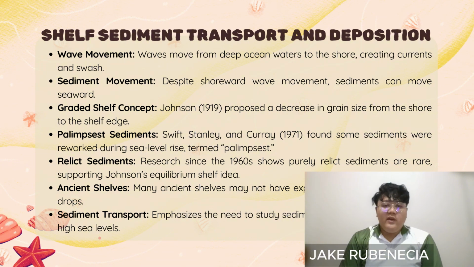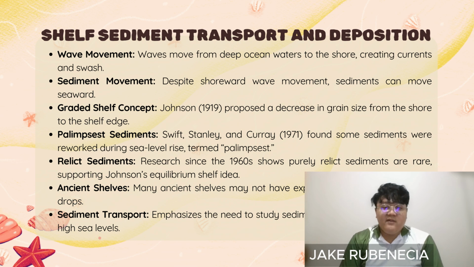Here, waves continuously travel from the open ocean's deepest water across the shelf to the shore zone, where they finally break and transform into longshore currents and wave swash. In response to the assumed decrease in water energy seaward, Johnson in 1919 proposed the concept of a graded shelf, which he believed displayed a progressive decrease in grain size from coarse at the shoreline to very fine at the shelf edge. It was later understood that some relic sediments were likely reworked during sea level rise, aligning them with current shelf processes.